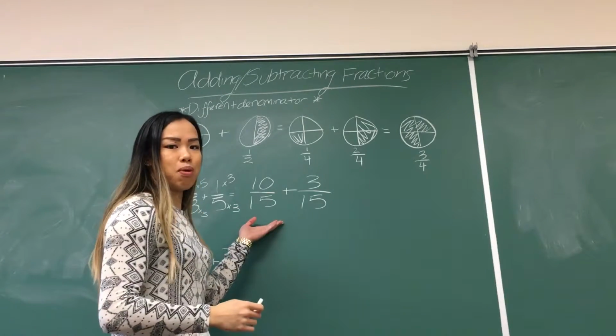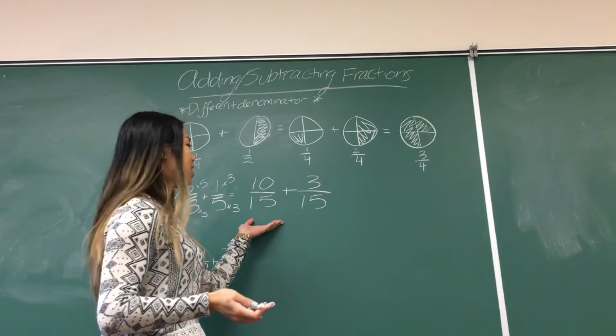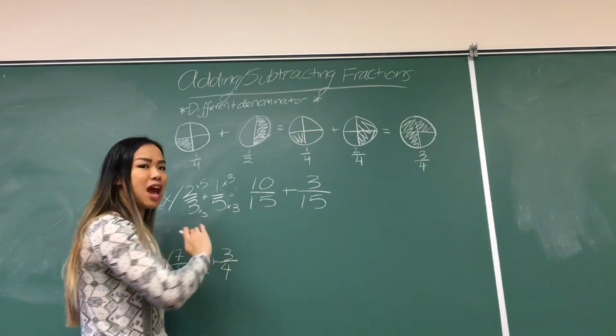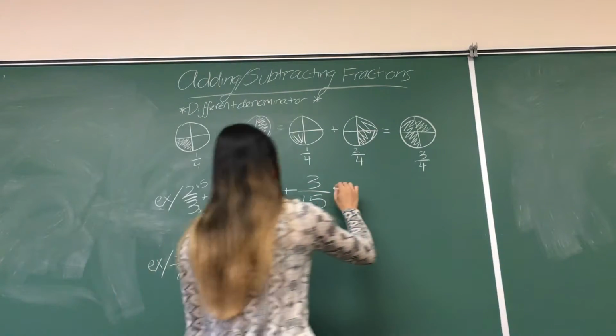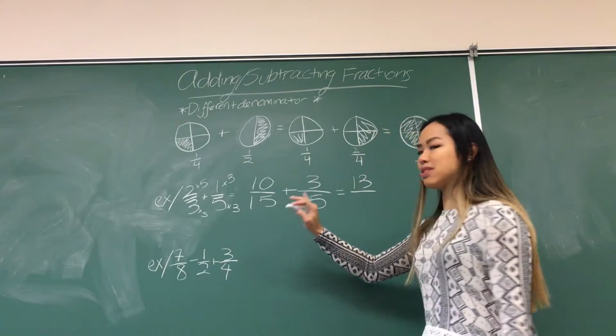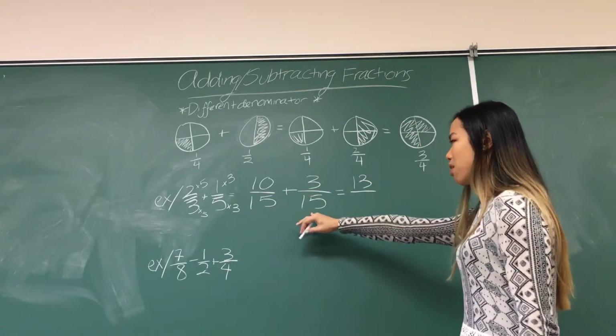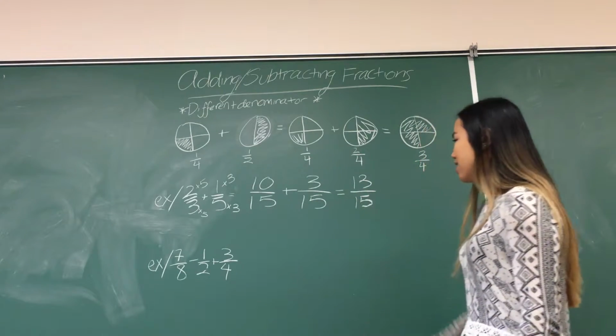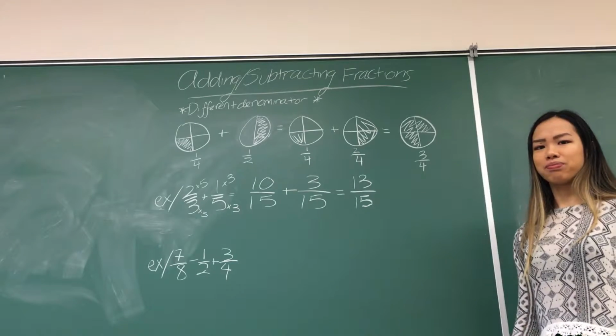Now this is the same problem as what we had before in the last video. The bottom number is the same. So then we just add the top. So 10 plus 3 is 13. Remember, the bottom number stays the same. We're not going to add the bottom numbers. 15 will still stay as 15. And that's it. That's our answer.